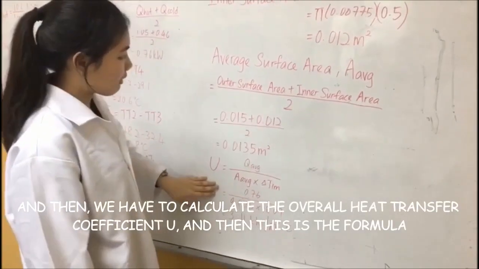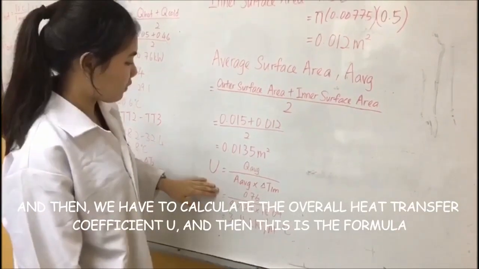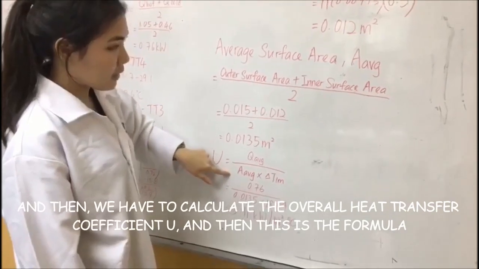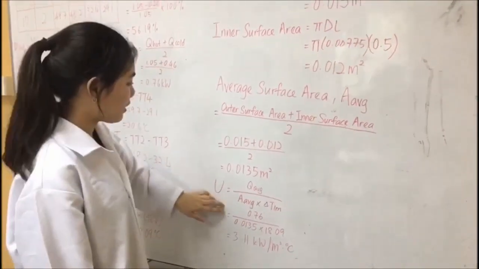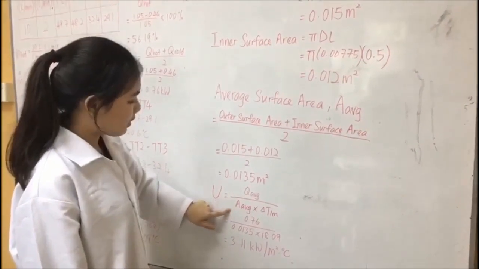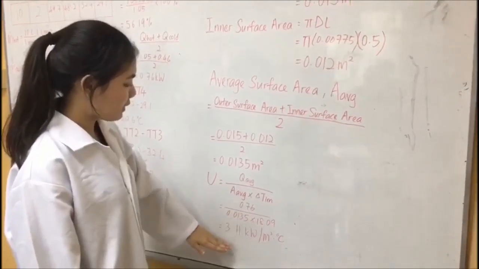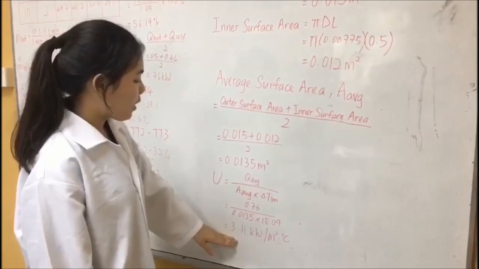And then we have to calculate the overall heat transfer coefficient, and this is the formula. We substitute in the values for Q average, the average surface area, and the log mean temperature difference, so we get 3.11 kilowatt per meter squared degrees Celsius.